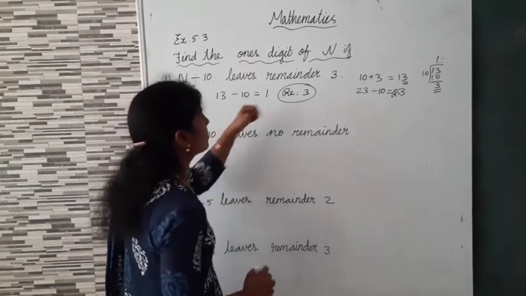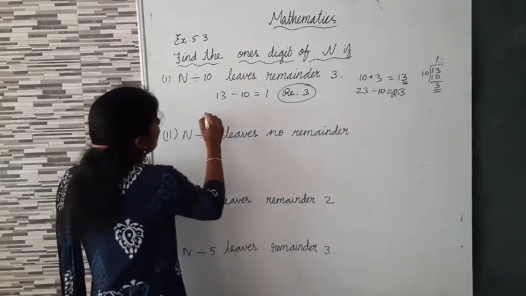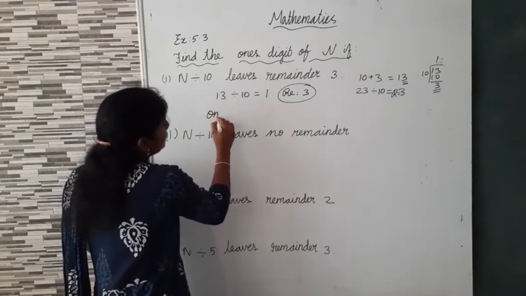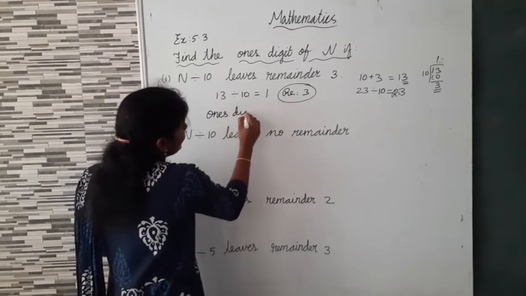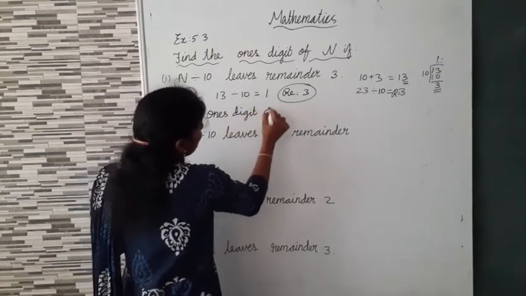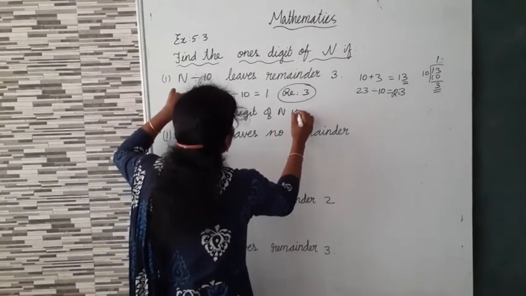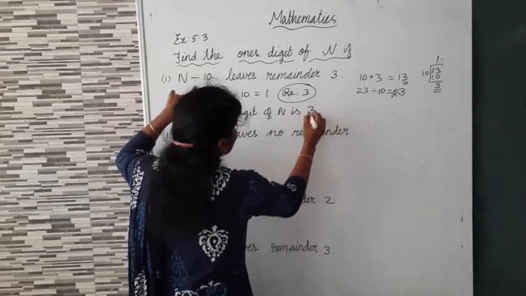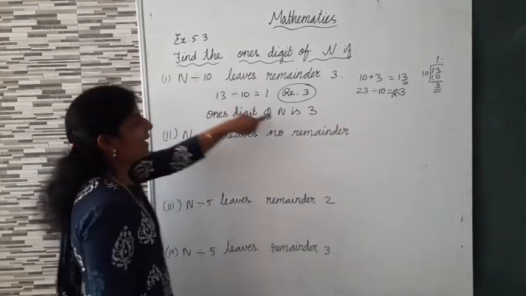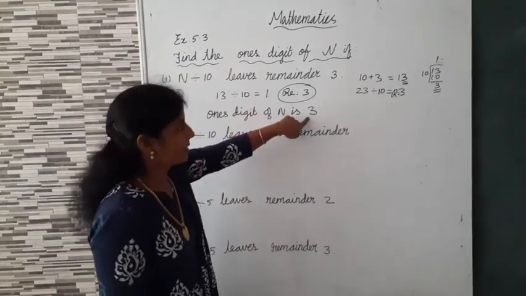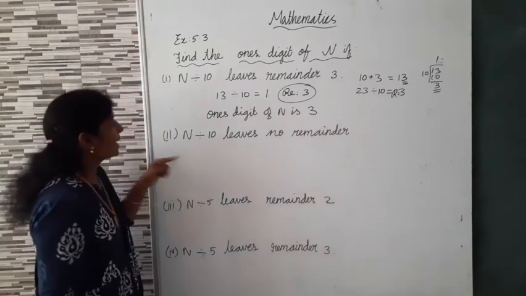So what's the ones digit? Therefore, the ones digit of n is 3. Okay. Ones digit of n is 3. First one done. Now the second one.